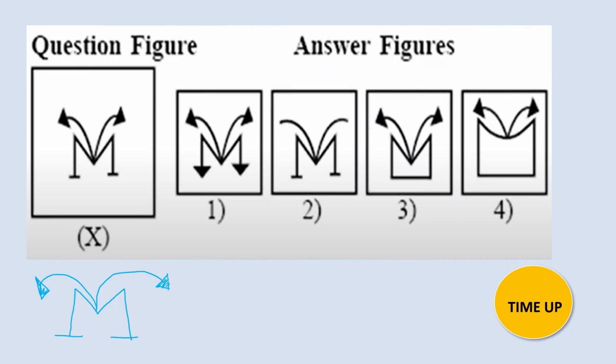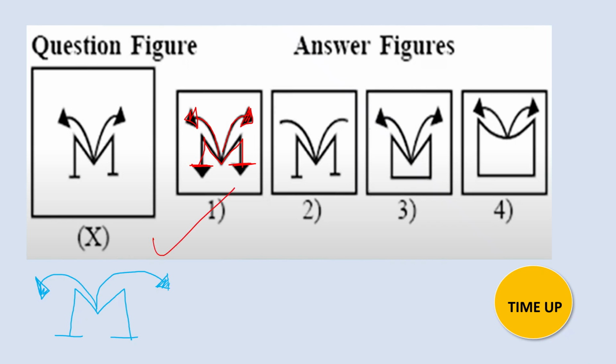First one, if you check, here you have like this, correct? And then you have an M, and from M two flags are coming. So you're getting the exact image. So the first one is the right one.